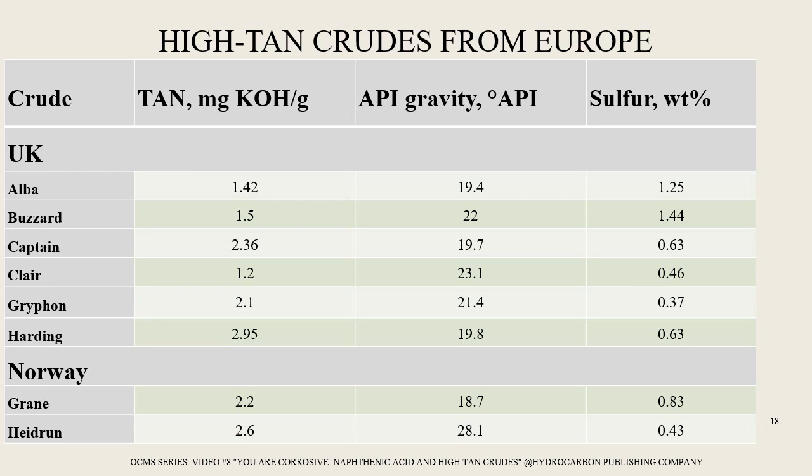As mentioned previously, refiners in Europe are facing a challenge of increasing TAN in crude. The following table shows the TAN value, API gravity, and sulfur weight percent of some high-TAN crudes in Europe, which include Alba, Buzzard, Captain, Clare, Griffin and Harding from the UK, and Grane and Heidrun from Norway.